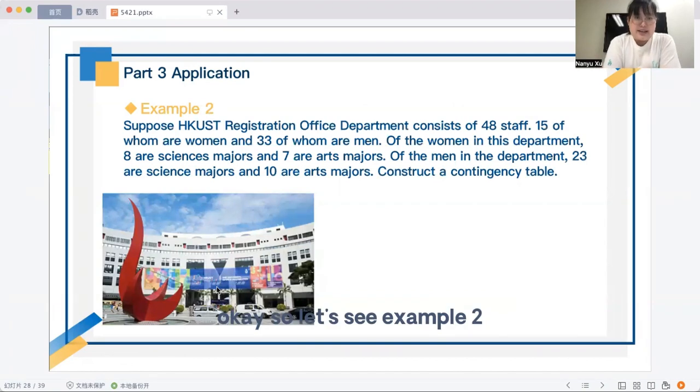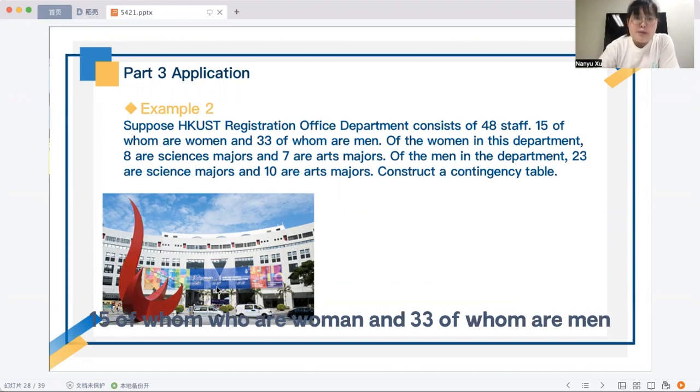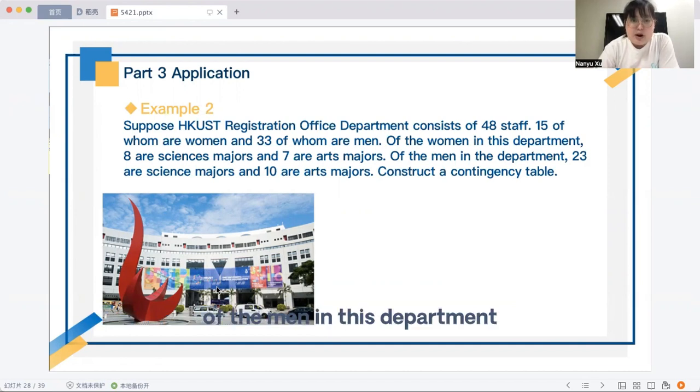Okay, so let's see example 2. Suppose the HKUST registration office department consists of 48 staff, 15 of whom are women and 33 of whom are men. Of the women in this department, 8 are science majors and 7 are arts majors. Of the men in this department, 23 are science majors and 10 are arts majors. Construct a contingency table first.